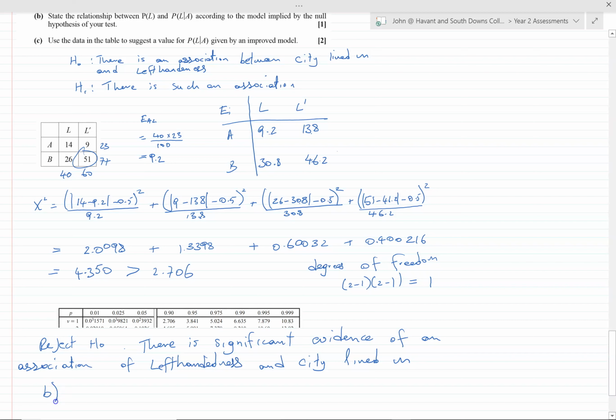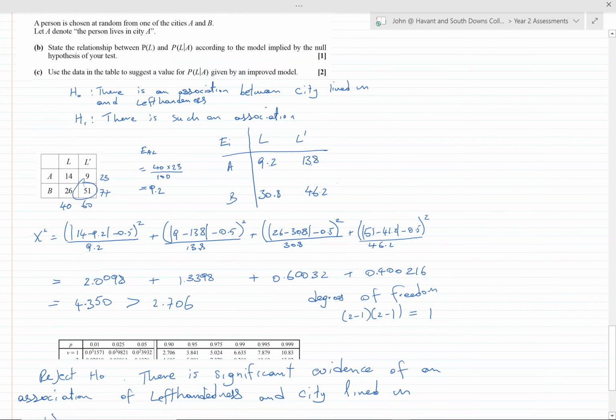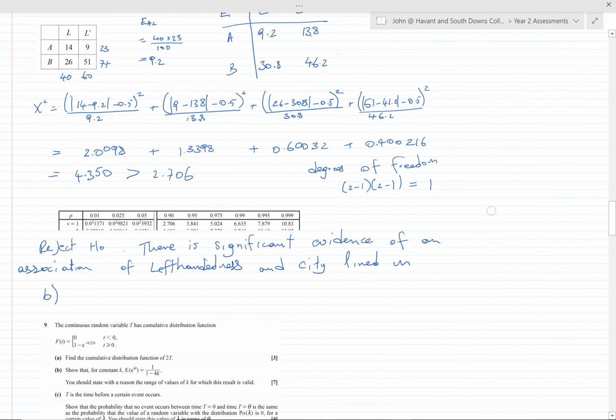Right, so now let's go back to the question for B and C. Right, now here they talk about conditional probability. State the relationship between P(L) and P(L conditional A) according to the model implied by the null hypothesis. So this is why I prefer sometimes, even though OCR don't seem to want us to do it, to talk about the word independence and dependence when talking about chi-squared and contingency tables. Because basically, if we're accepting the null hypothesis, we're accepting no association. In other words, the L and A are independent of each other. So the answer there is that they would be the same.